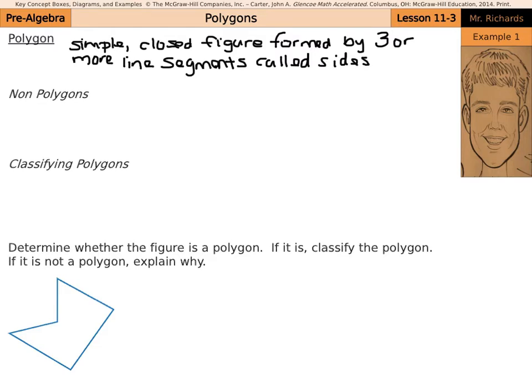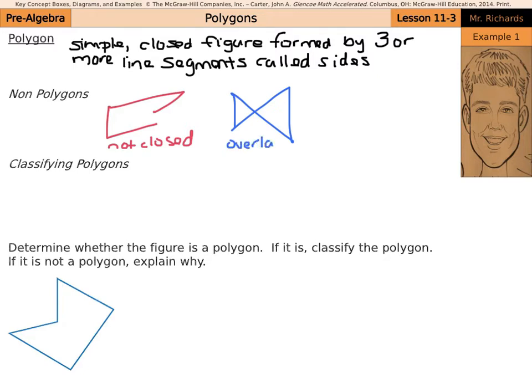And sometimes the best way of figuring out what a polygon is, is to describe what a polygon is not. So these are examples of things that are not polygons. I can have a shape that's made up of 3 line segments or even 4, but it's not closed, so it is not a polygon. Or I could have something that is closed, but we have overlapping sides. So it's not a polygon because the sides overlap.